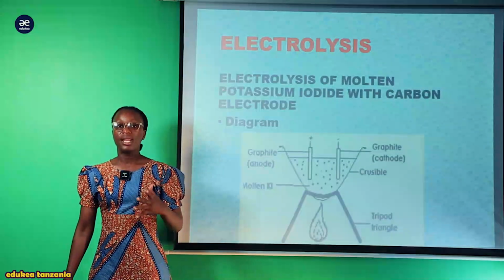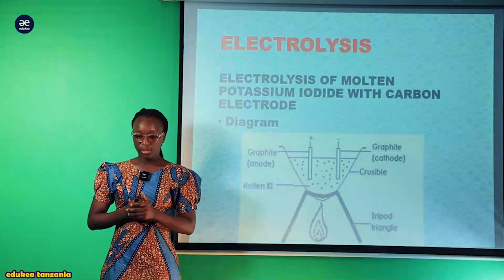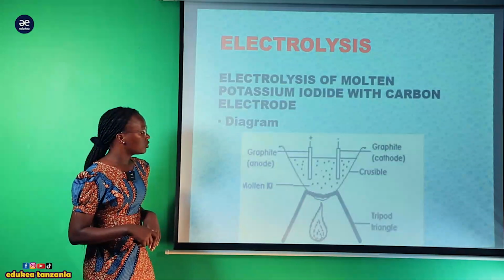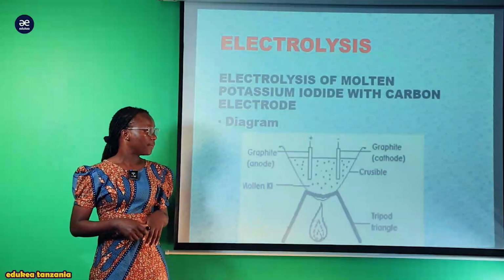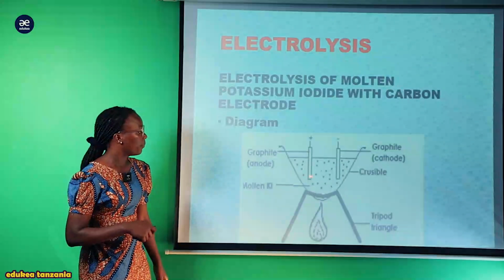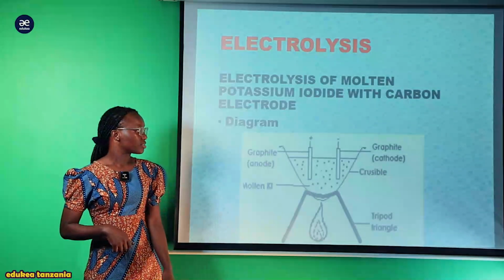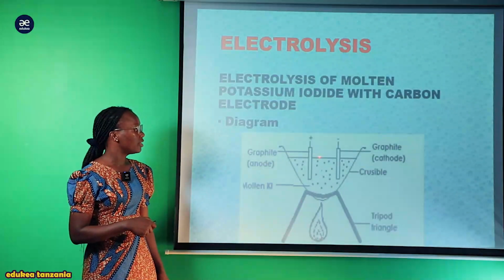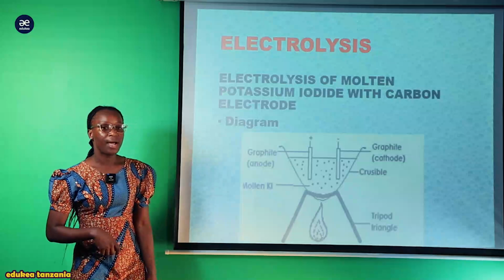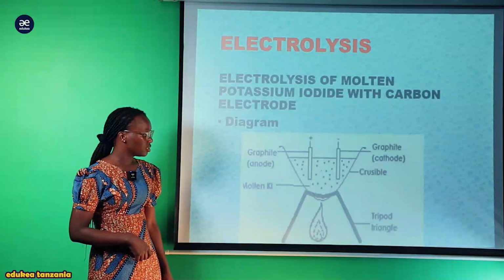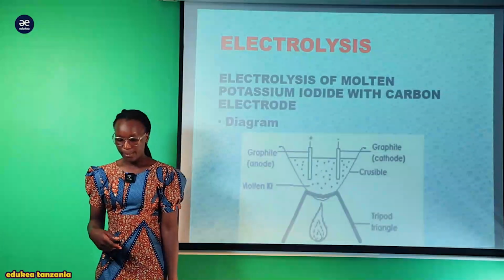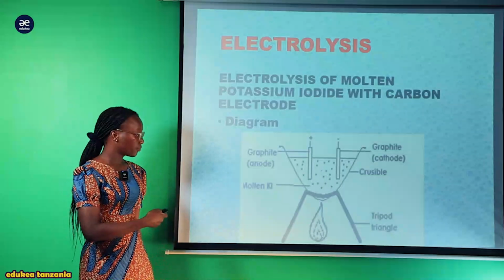Another electrolysis ambayo imekuwa selected for you to study is the electrolysis of molten potassium iodide with the carbon electrode. So this involves also the crucible apparatus. It does not involve the electrolytic cell. Hii pia ina involve crucible apparatus, whereby the graphite cathode is there, graphite anode is there, molten potassium iodide is like this. This is the heat source, and this is the tripod stand, ina support hii apparatus hapa.